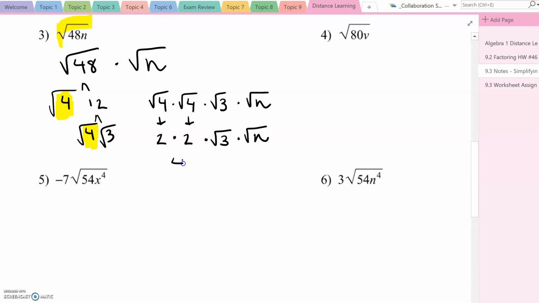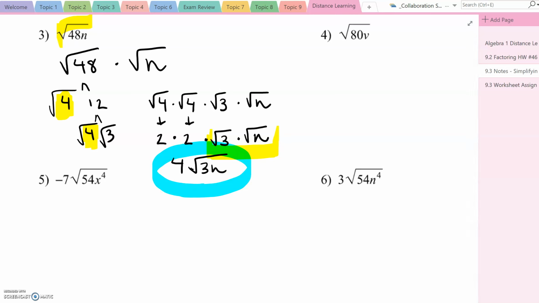And 2 times 2 is 4, just combining our like terms here. And the square root of 3 and square root of n, we can just combine underneath one square root to get 4 square root of 3n as our final answer for problem number 3 on our notes page. So our goal here was to simplify the radical. We're trying to write it in the smallest numbers possible, and we have done so by finding perfect squares inside the radical that helped us simplify.